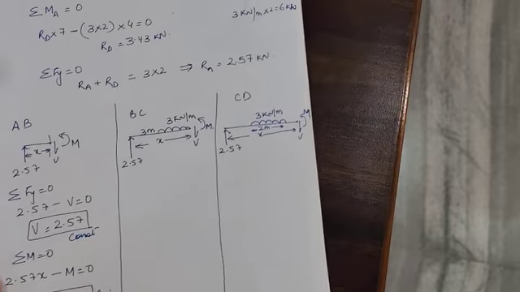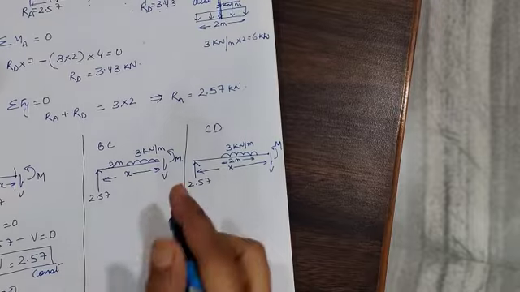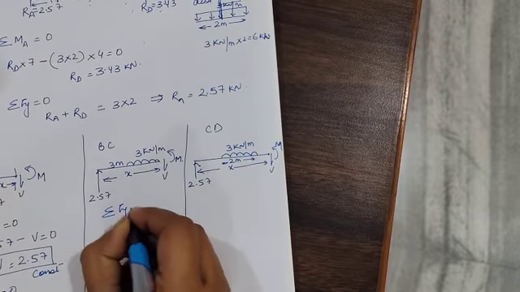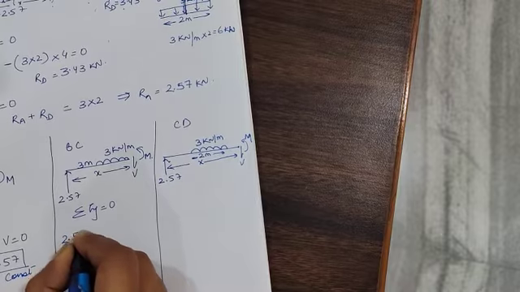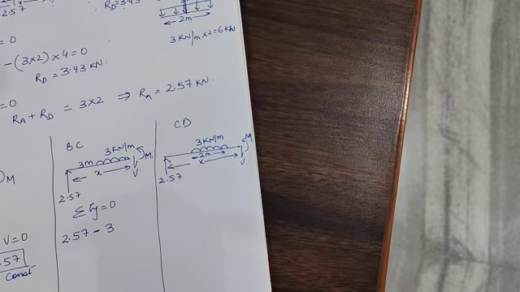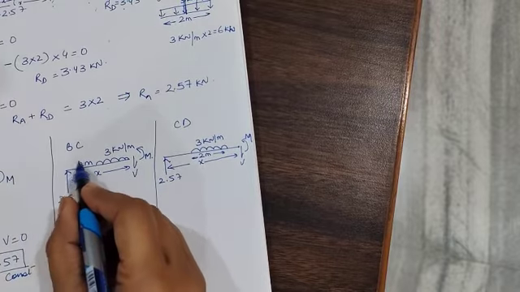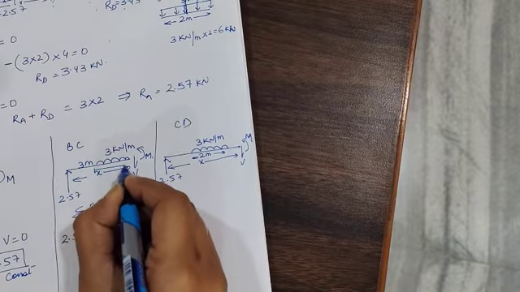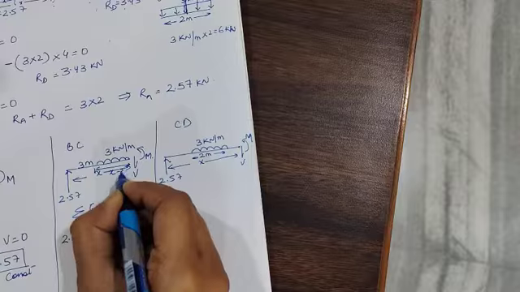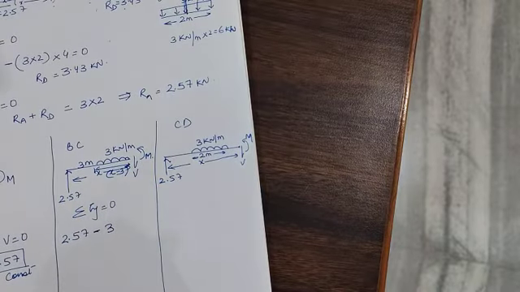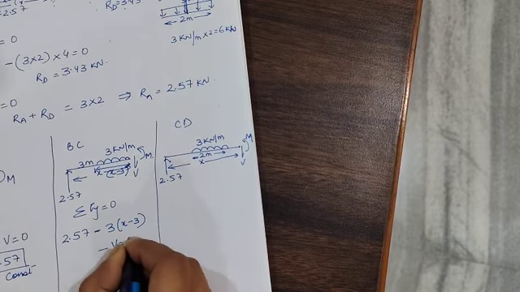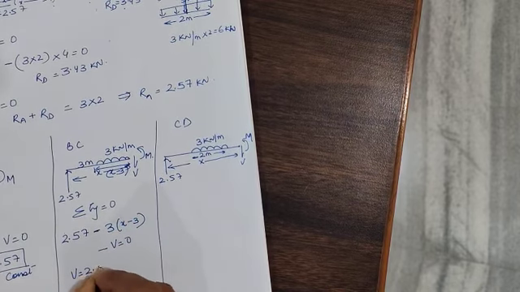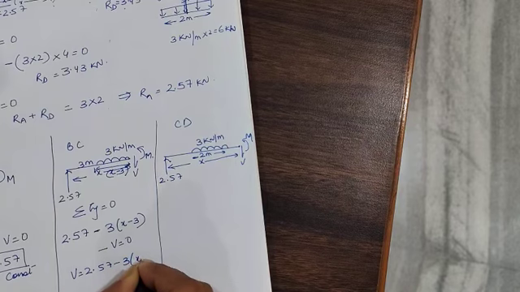Okay. Now coming to the second section. Again I will write down summation Fy equal to 0. Your equation will become 2.57 minus 3. Now this is 3 meters, this is x, so this distance will be x minus 3. So 3 into x minus 3 minus V is equal to 0. So V becomes 2.57 minus 3 into x minus 3.